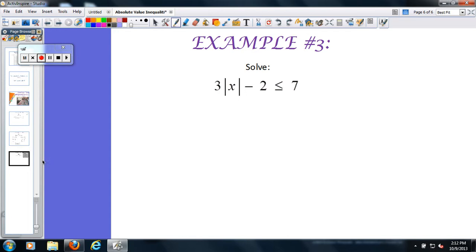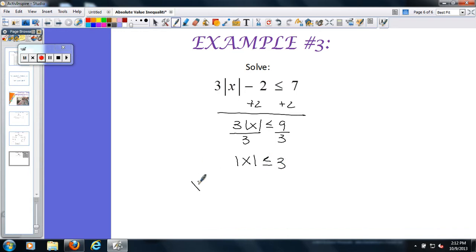Now you go to example number 3, and this is just an example of now we need to get rid of some stuff on the outside first. So I'm going to add 2 to both sides. I get 3 times the absolute value of x less than or equal to 9. Divide by 3. I get the absolute value of x less than or equal to 3.